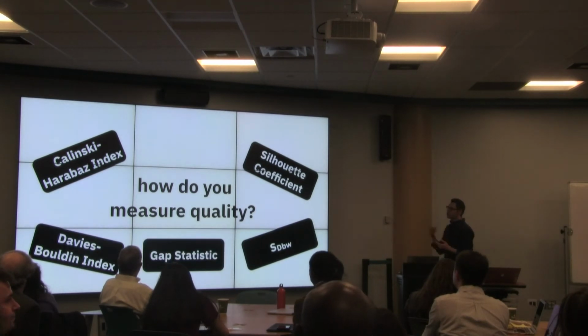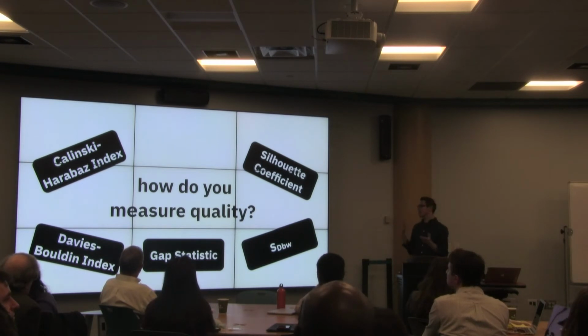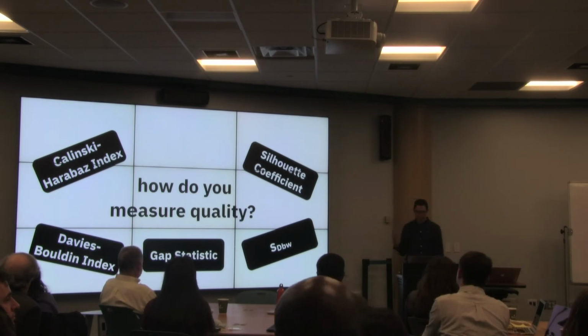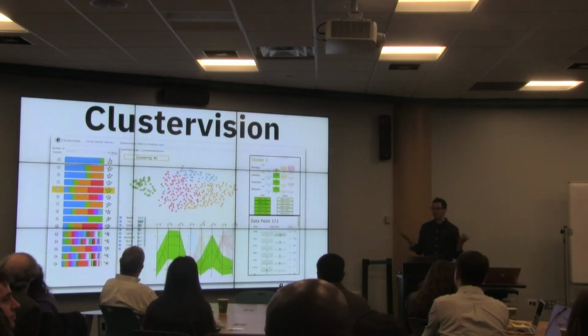So again, these are purely statistical measures that measure the cohesiveness of all the different clusters according to properties and come up with a quality metric. And so there's lots of metrics out there that do this. This is some of them. So we thought, okay, could we combine all of this stuff in one interface to at least make it easier for people to browse?